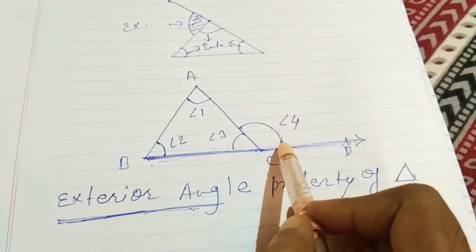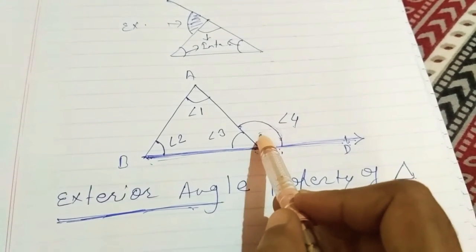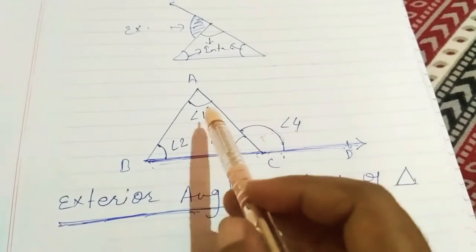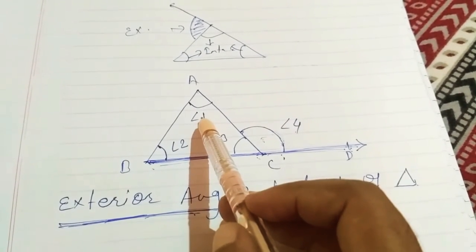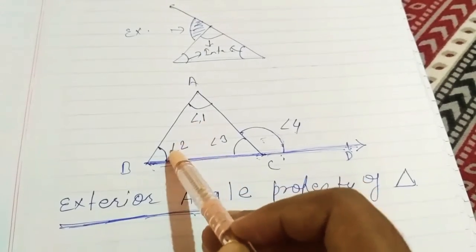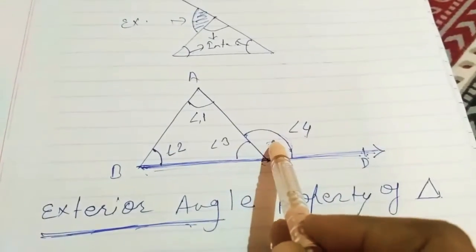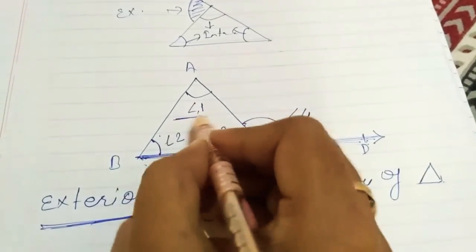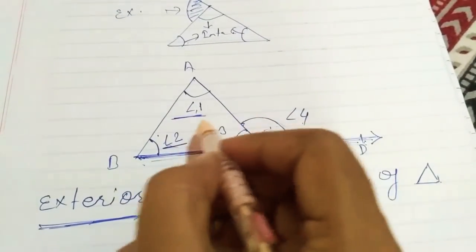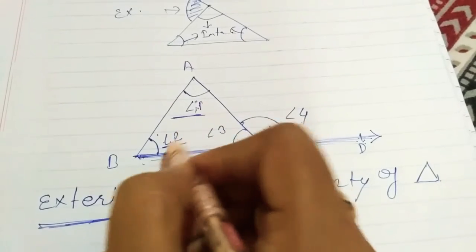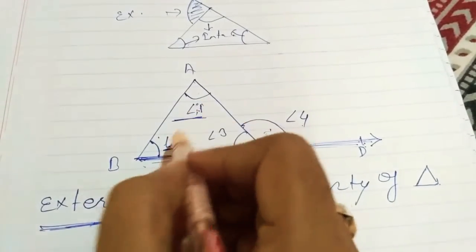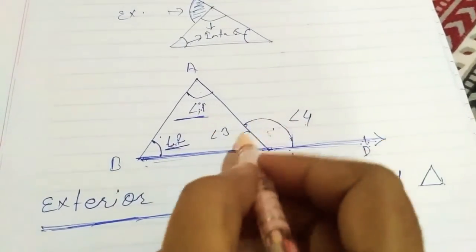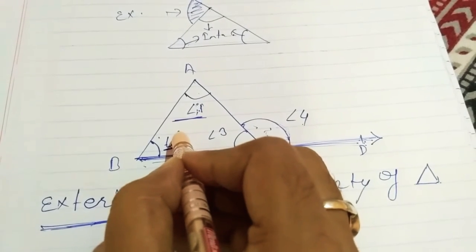is equal to the sum of the two interior opposite angles. So it's opposite, this one and this one. These both angles are interior angles. Second point, opposite of the exterior angle.